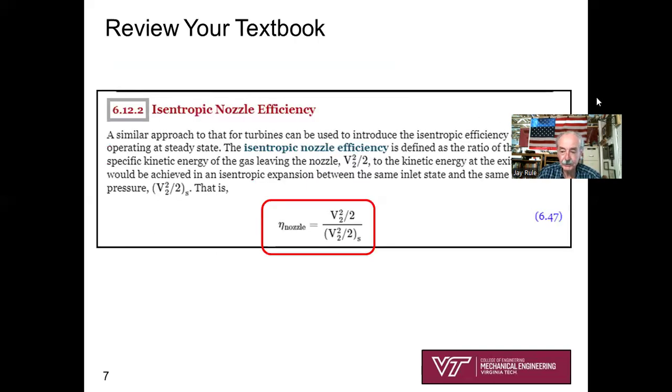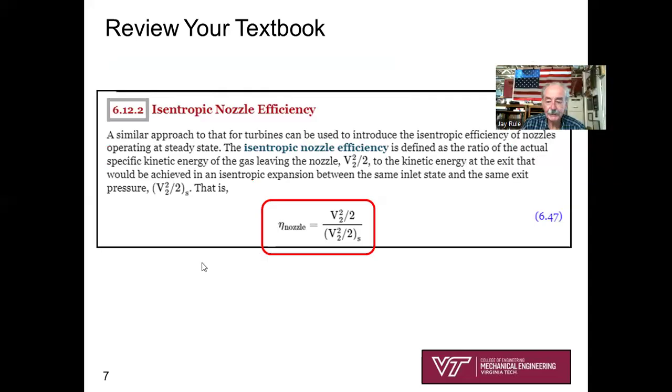And there it is, the screenshot of your textbook, equation 6.47. We're near the end of chapter 6. They preserve the 1/2 on both numerator and denominator. Notice how I'm a little different than the textbook nomenclature. Up here in the numerator, it just says V2 squared over 2. In my world, I call that V2 actual. And in the denominator, the textbook calls it V2s squared over 2, but that's for isentropic, and I call it I. But you get the idea of how that would be handled.